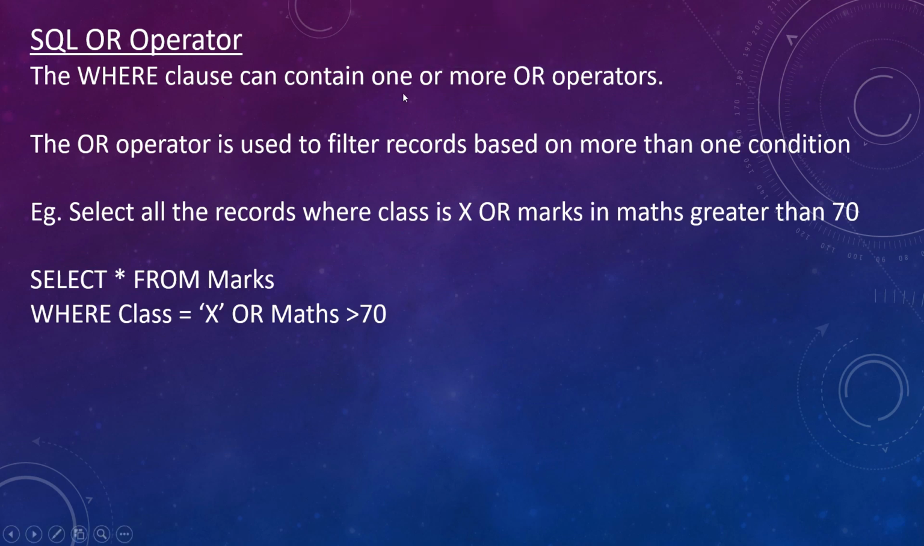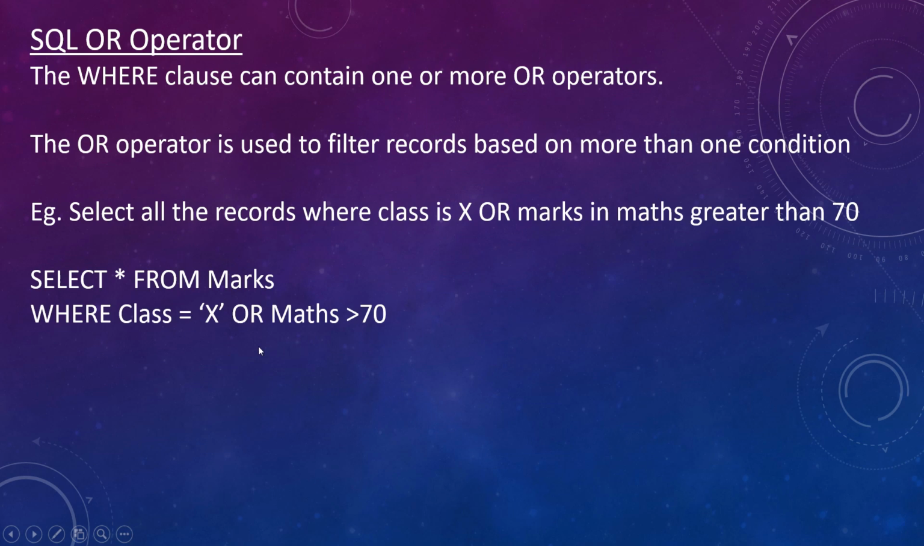The where clause can contain one or more than one OR operator, like we can have more than one AND condition as well. The OR operator is used to filter records based on more than one condition. For example, we want to select all the records where class is 10th or marks in maths is greater than 70. So we have created one table named marks, and I want all the records from that table where class is 10th or marks in maths are greater than 70.